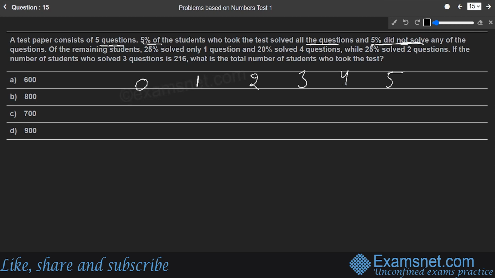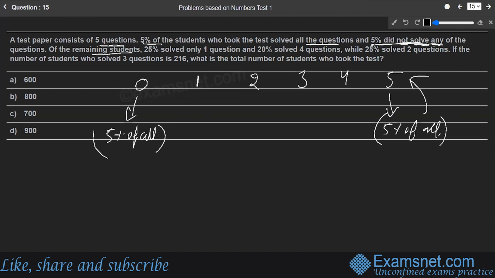As given, the test paper consists of 5 questions, and 5% of the students who took the test solved all the questions. So 5% of all students were able to solve all 5 questions. Then they say 5% did not solve any of the questions. That means 0 questions were solved by 5% of all the strength, so it is going to be 0 here.